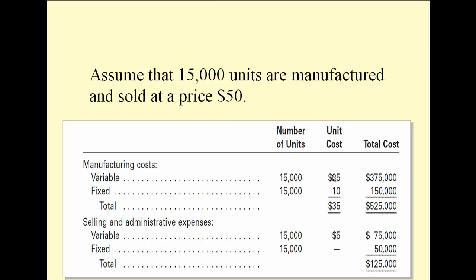Okay, so once again we have our unit cost. Our variable component is $25. The fixed component here is $10. Okay, and let's take a look down here. Variable is $5 and fixed is, well, they don't tell us here, so we can figure it out if we need to. We can simply divide the total cost by the total number of units.